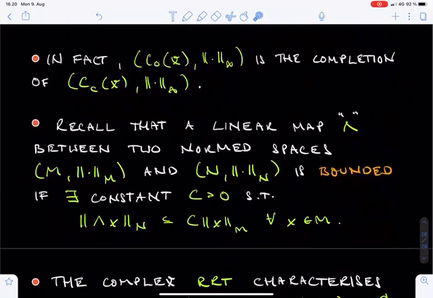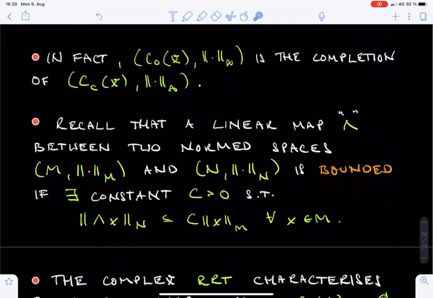I'd suggest that you pause the video now and think for a moment. Why isn't the space Cc of X already complete under the sup norm? And if you have a Cauchy sequence in Cc of X under the sup norm, why does the limit function still have the feature of vanishing at infinity?